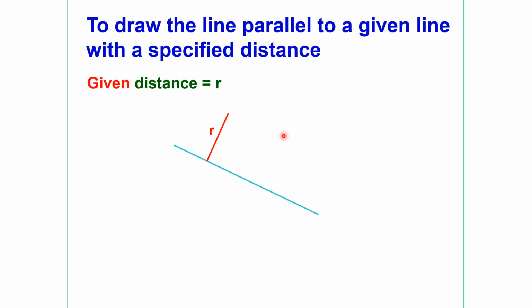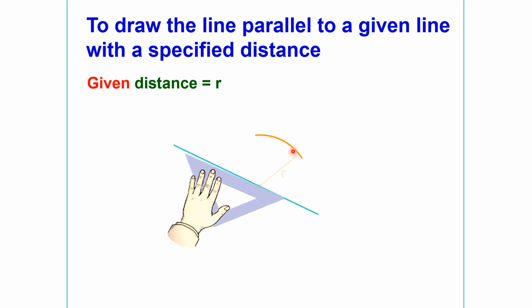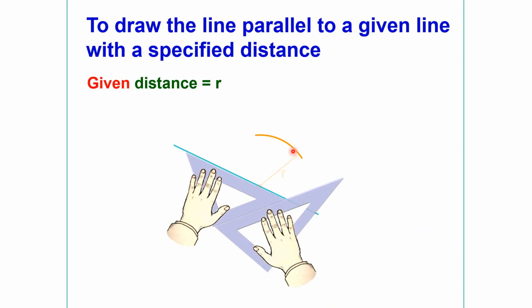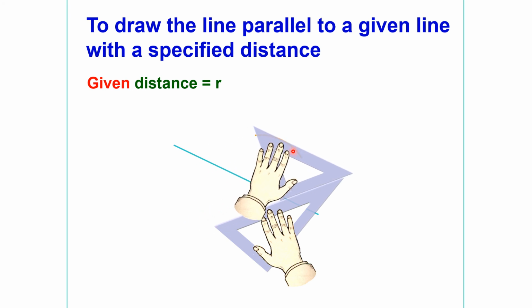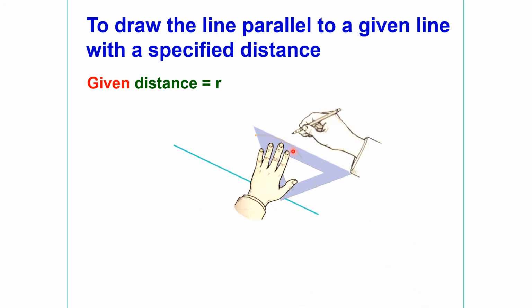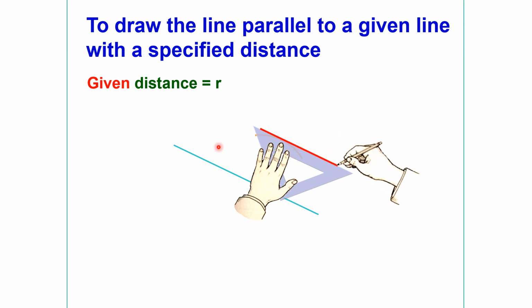Now to draw a line parallel to this line at a distance r. Okay, how? Place a compass and draw an arc of radius equal to the distance of the parallel line you want to draw. You get this point. Now you will draw the tangent. Again, in the same way, place the 30-60 triangle, slide right and draw the line. Now this line is parallel to the original line at distance r.